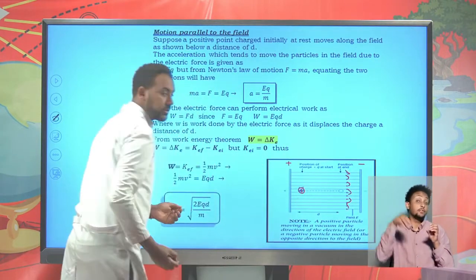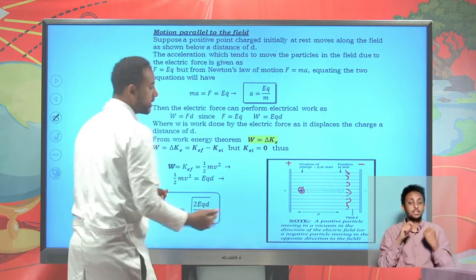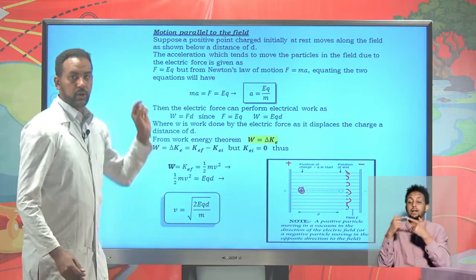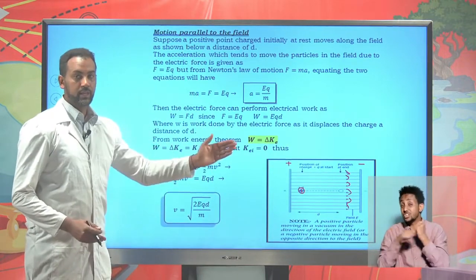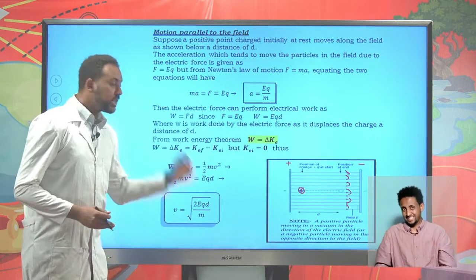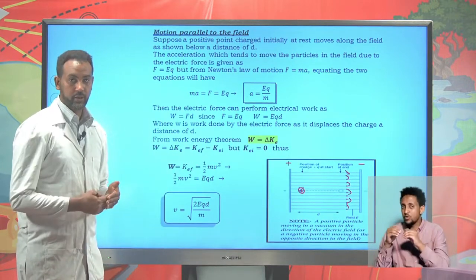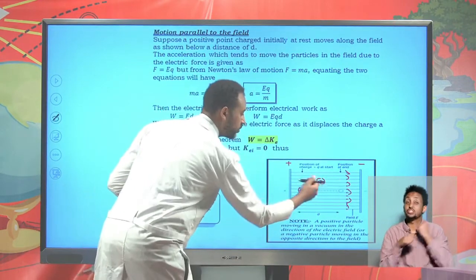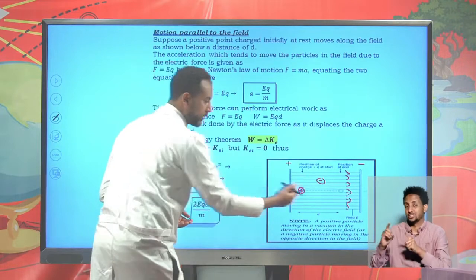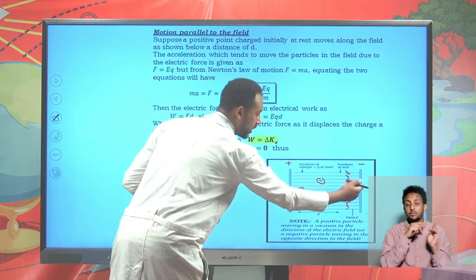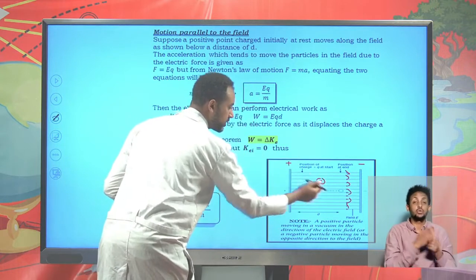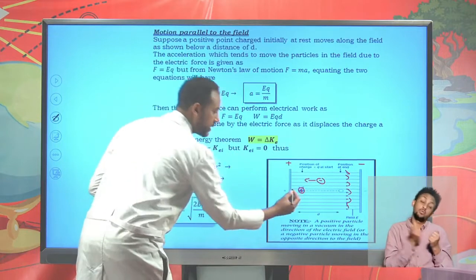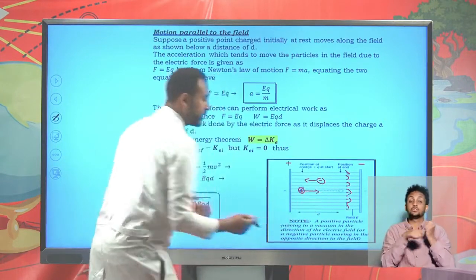If you put a test charge or a single point charge here, this charge tends to move parallel to the field. So a positive charge always moves along the direction of the electric field. A negative charge always moves opposite to the direction of the electric field. If you put a negative charge here, this charge tends to move opposite to the direction of the electric field. Actually, this plate is negative, this is positive. The negative one pushes it, whereas the positive one attracts it, so the direction of the negative charge is opposite to the field and the direction of the positive charge is parallel to the field.